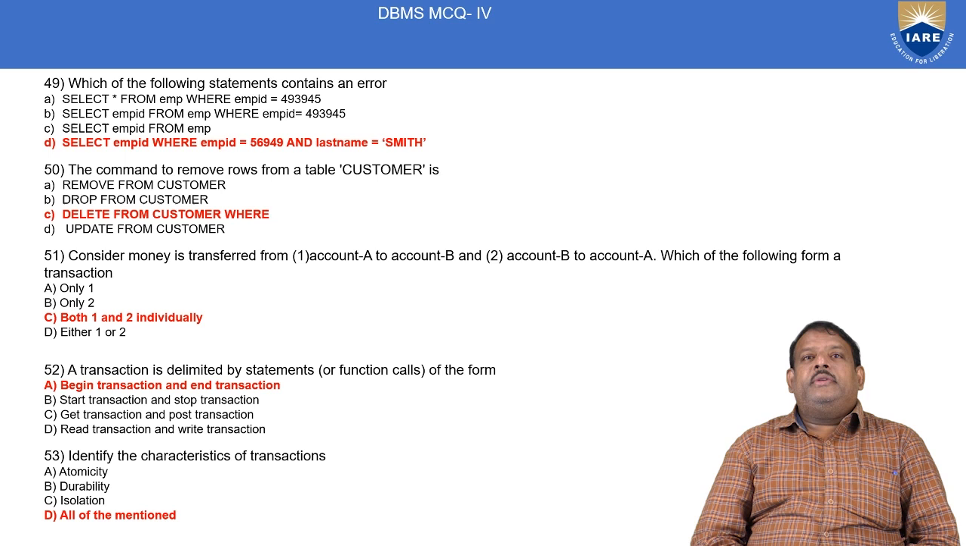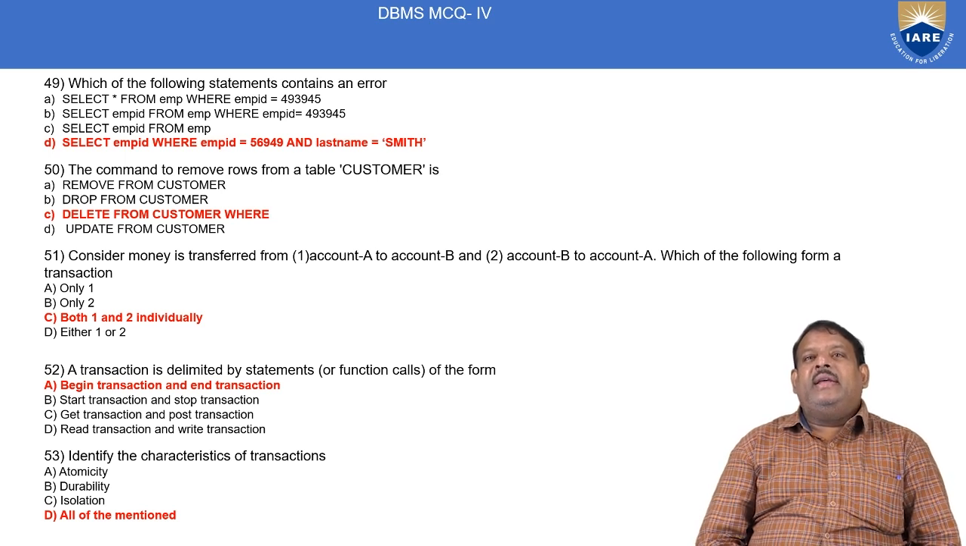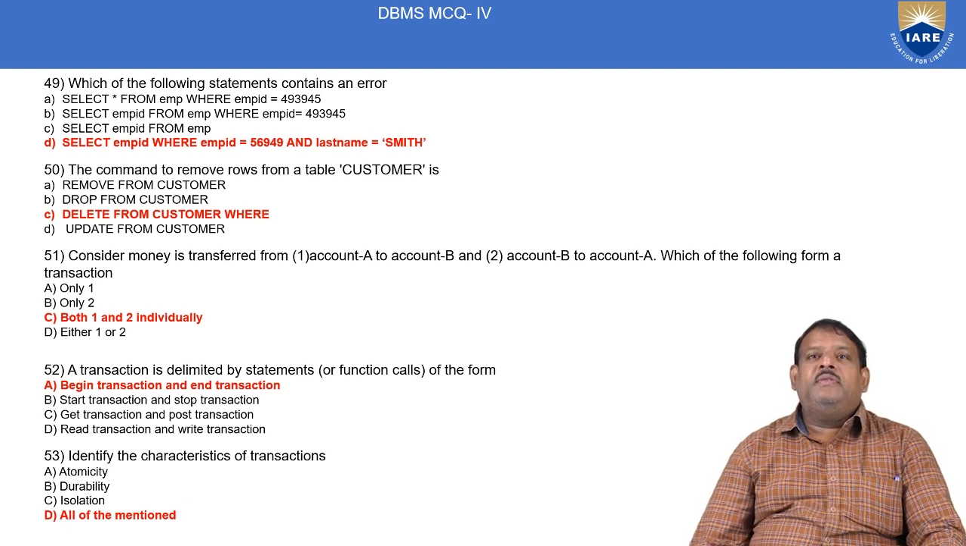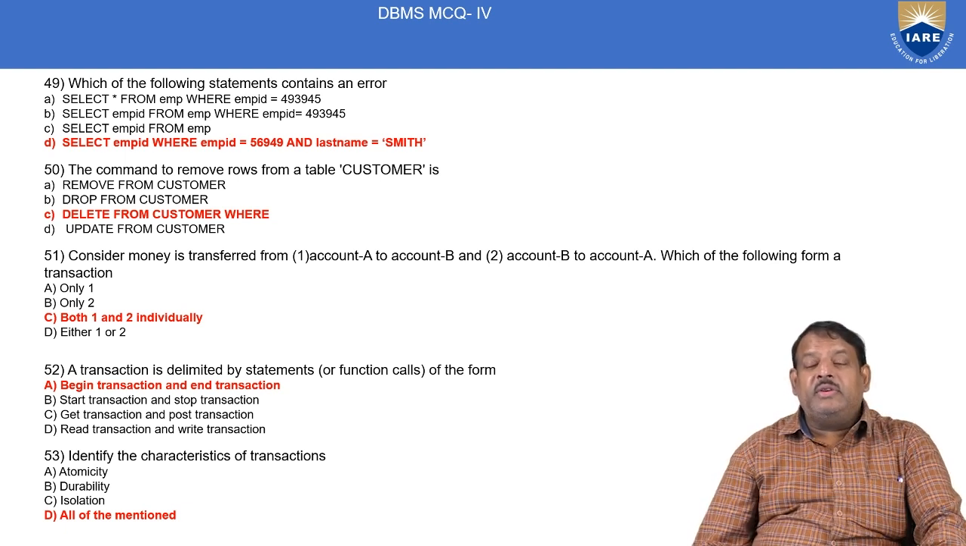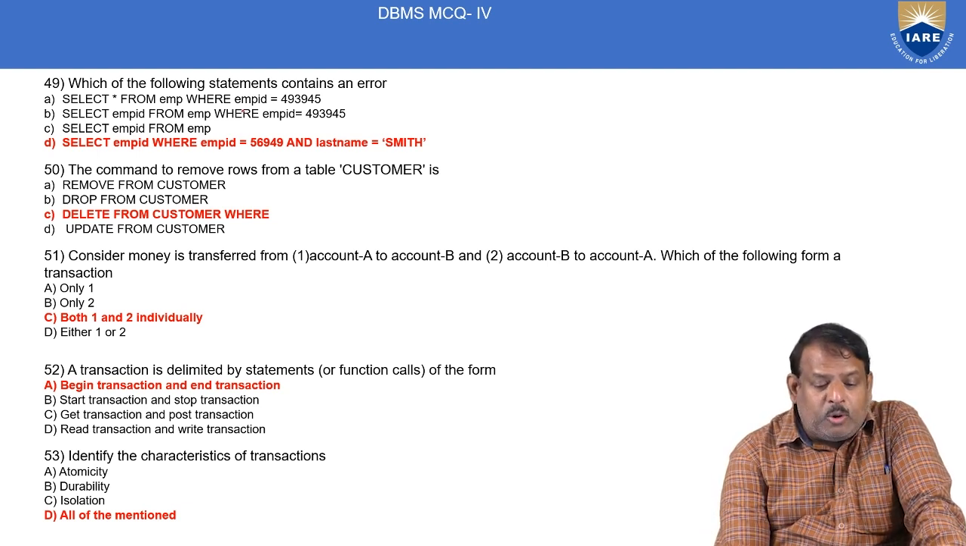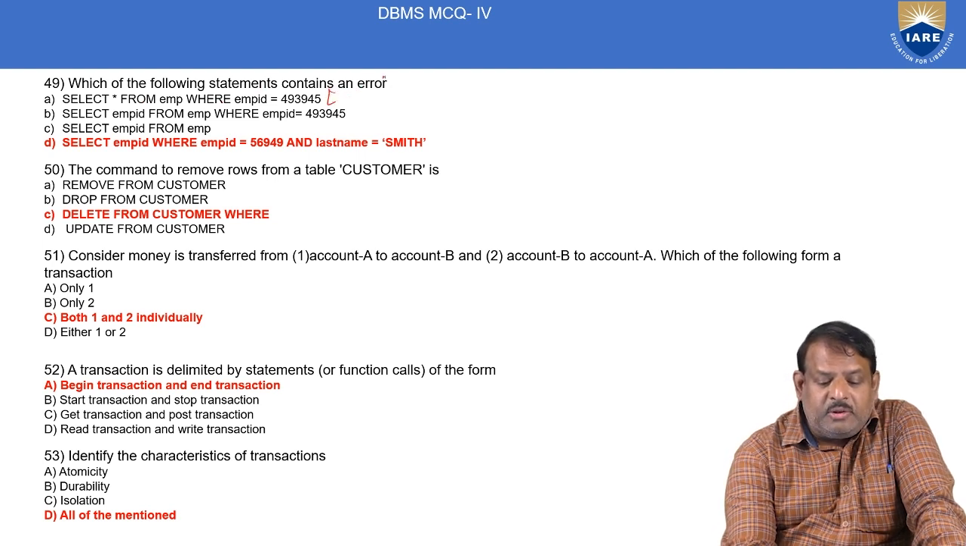Next we will see which of the following statements contains an error. There are 4 statements here, and out of these, there is a statement which will give us an error. We'll see each one of them. Select star from employee where EMP ID is equal to some ID. This is a valid statement because it has a select statement, a from clause, and a where clause. So the first one is valid.